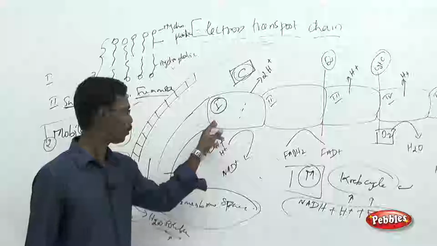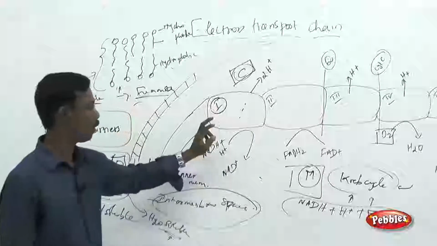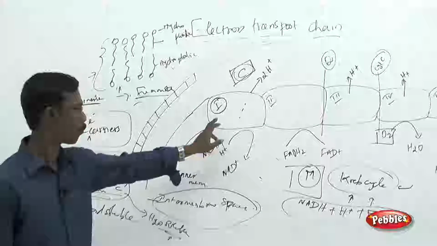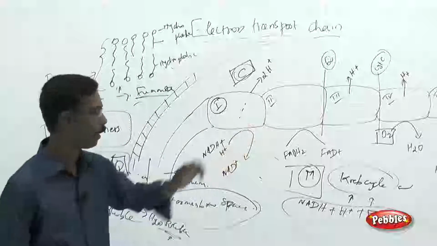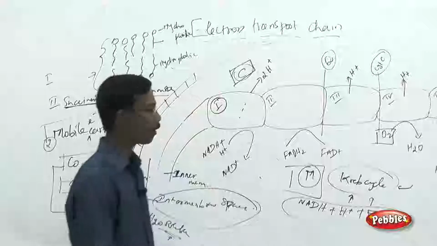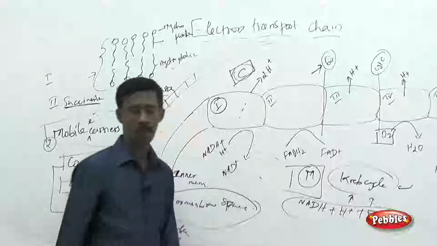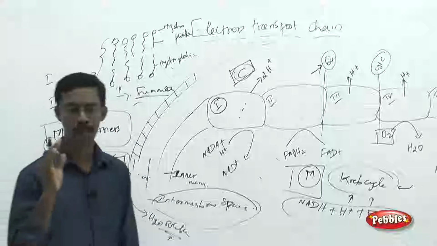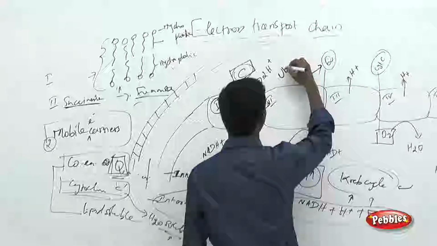So I will summarize from complex 1 and 2. Complex 1 will receive the NADH electrons and protons. Complex 2 is going to receive the products of succinate. And here they are going to donate the electrons primarily to the intermediary mobile carrier, the coenzyme Q. There is some other term for Q, ubiquinone.